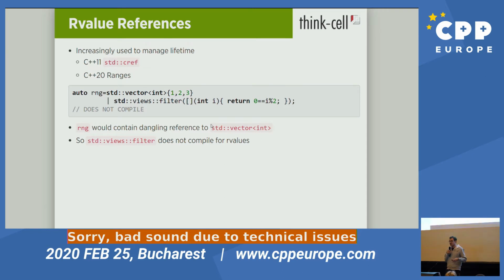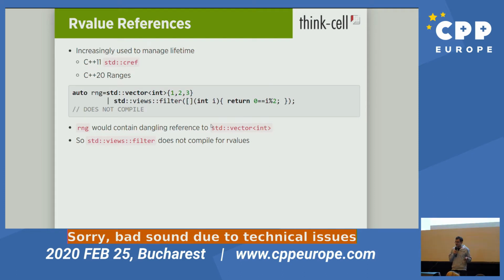And when you iterate, it will lazily execute that filter function and give you the elements that are left over. Well, the important part here is that that object references the range that it's filtering by reference. So it has to stay alive. If your vector goes away, dies, you end up with a dangling reference inside that object, RNG here.